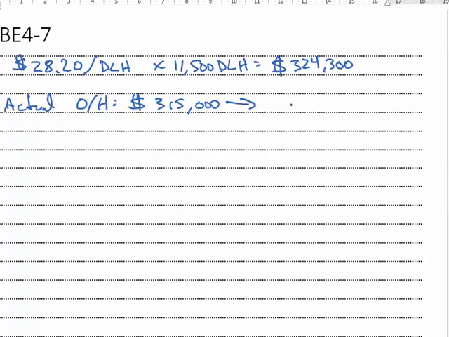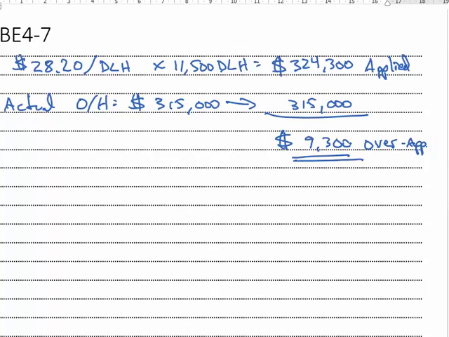Should have written this over here. Anyway, so the actual amount, 315, subtract to get the difference, and you end up with 9,300. And so is this over or under applied? Well, let's see. We applied 324, should have applied 315, so it is over applied, right? Okay, so if we've over applied $9,300 worth of overhead, what's the question asking us to do now?